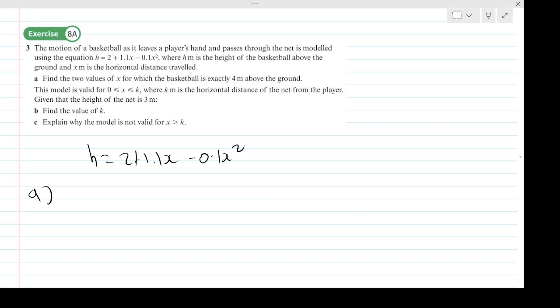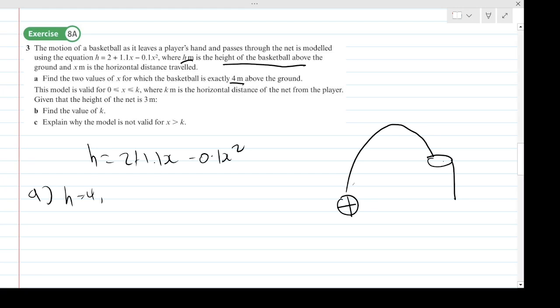So again, my basketball is going to have that sort of motion, and then it's going to pass through some sort of hoop. And so the two values where the basketball is exactly 4 meters above the ground. The height is the height above the ground. If we want the height to be 4, then we simply set h to 4. So 4 equals 2 add 1.1x minus 0.1x squared.